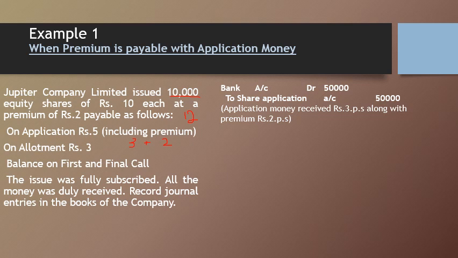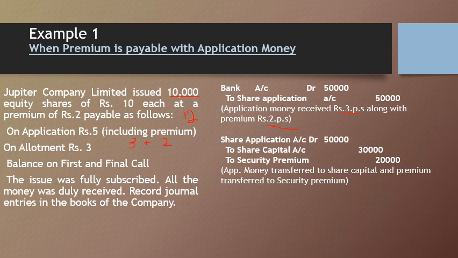Bank account to share application, 50,000. Application money received is rupees 3 per share along with the premium of rupees 2 per share. Total 5 into 10,000, so a total of 50,000 rupees will be received as share application.